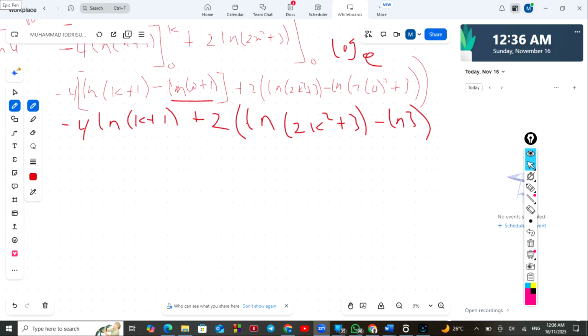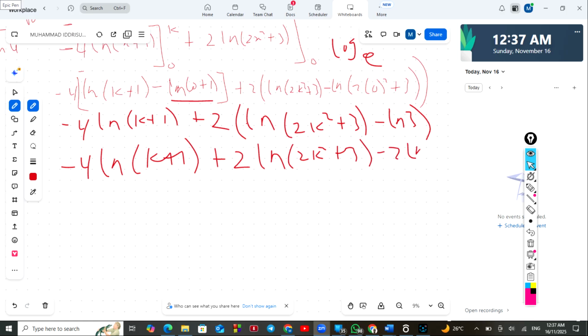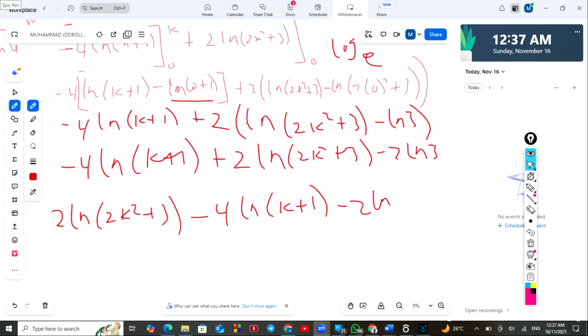So now we can bring it out from the bracket. Let me arrange it. We have negative 4 ln of k + 1 plus 2 ln of 2k² + 3 minus 2 ln of 3. Let me arrange it this way, wanting my positive first: 2 ln of 2k² + 3, minus 4 ln of k + 1, minus 2 ln of 3.